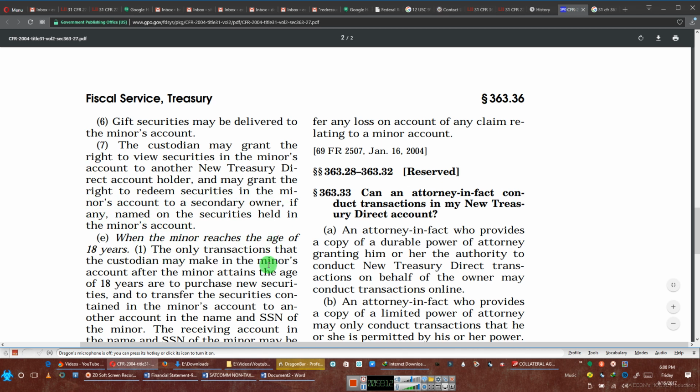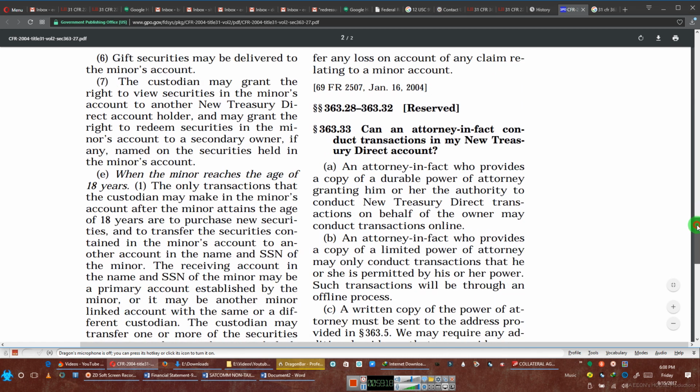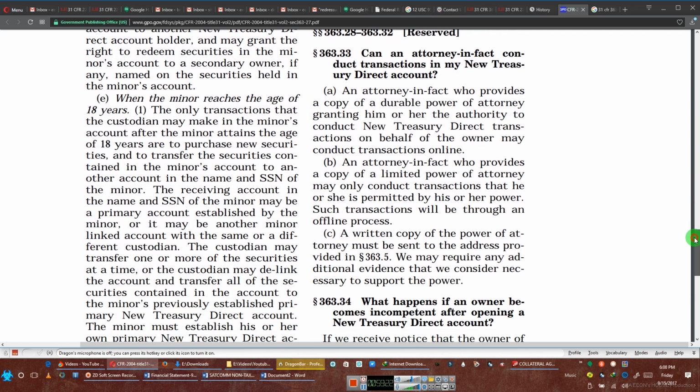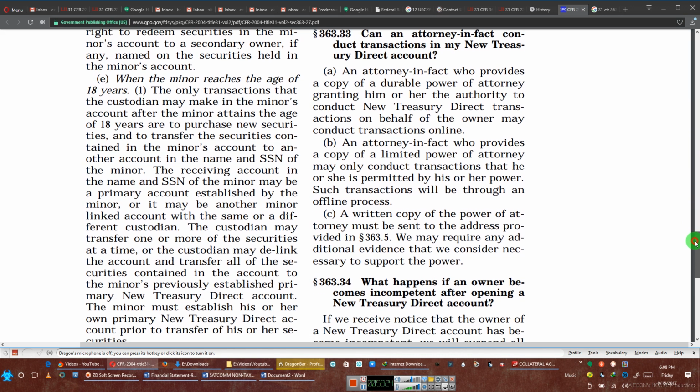When the minor reaches the age of 18, this is the section that we're going to be reading. This is the section we're going to be focusing on. We're not going to talk about the attorney, in fact, because that's not part of the conversation. This is the section I copied. This is the section for you.